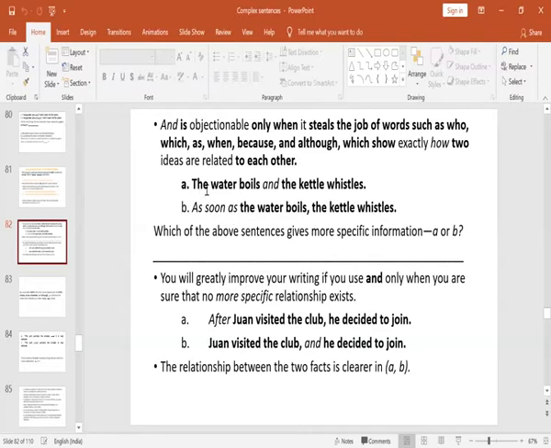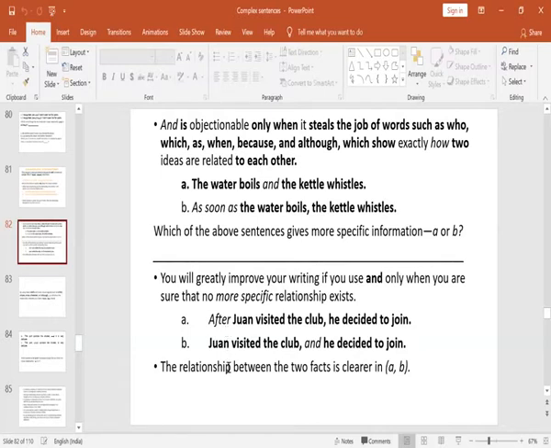Now, look at this. The water boils and the kettle whistles. As soon as the water boils, the kettle whistles. Which of the above sentences gives more specific information, A or B? Which one is better communicating? Here, the water boils and means plus the kettle whistles. I simply mention these two statements, whereas here I have given the relationship, as soon as. Obviously, this is better. Next, you will greatly improve your writing if you use and only when you are sure that no more specific relationship exists.